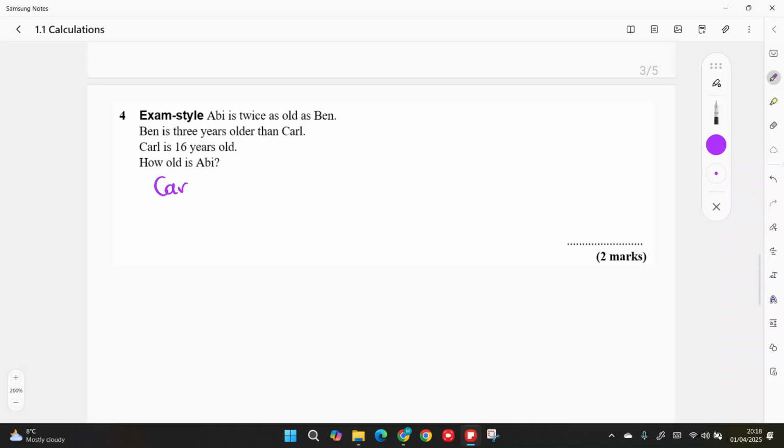We know from the question, Carl is 16. What does it say about Ben in relation to Carl? It says Ben is 3 years older than Carl. So we can say Ben is 3, add 16. That's 19. And then we go to the next step in reverse and says Abby is twice as old as Ben. So Abby, take Ben's age, which is 19, multiply that by 2, and we have 38.